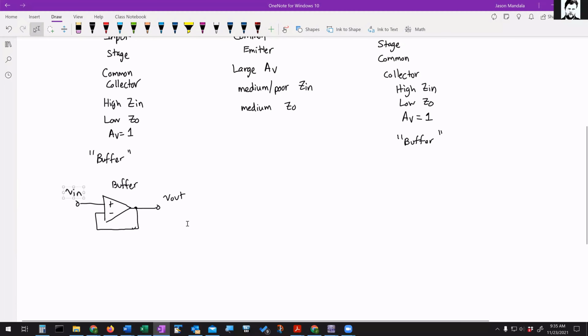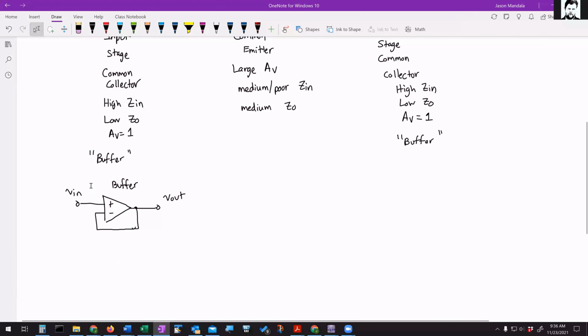You might say, well, if this buffer has a gain of 1, just like the common collector amplifier that we're studying right now. And you might make the same argument. Why would you ever use a buffer? Why would you ever use a circuit with a gain of 1? Like, what does that actually do for you?